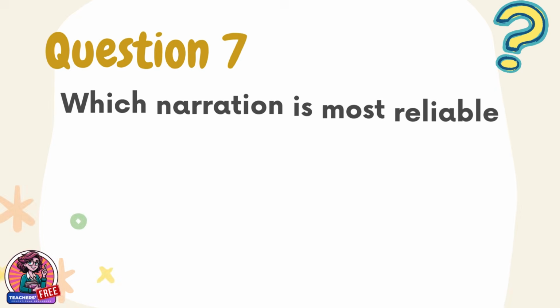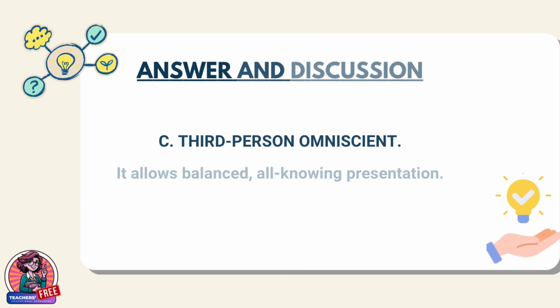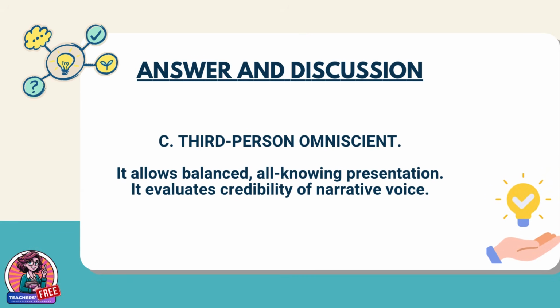Question 7. Which narration is most reliable for presenting facts objectively? A. First person. B. Second person. C. Third person omniscient. Answer. C. Third person omniscient. It allows balanced, all-knowing presentation. It evaluates credibility of narrative voice.